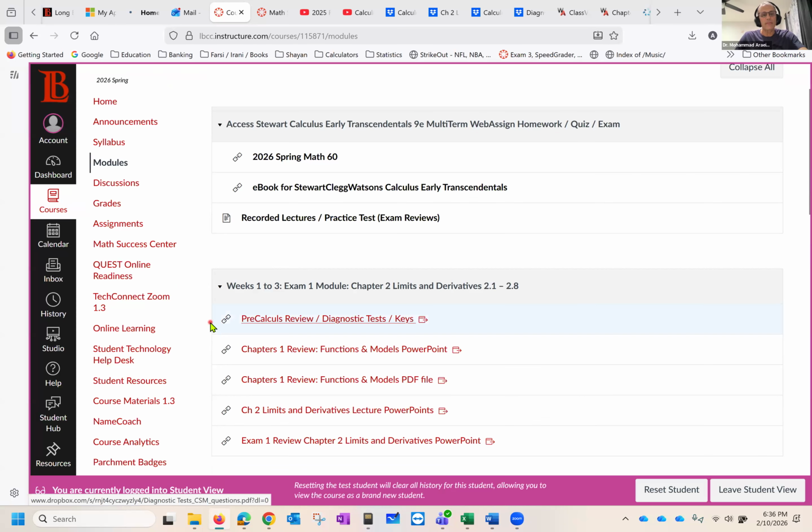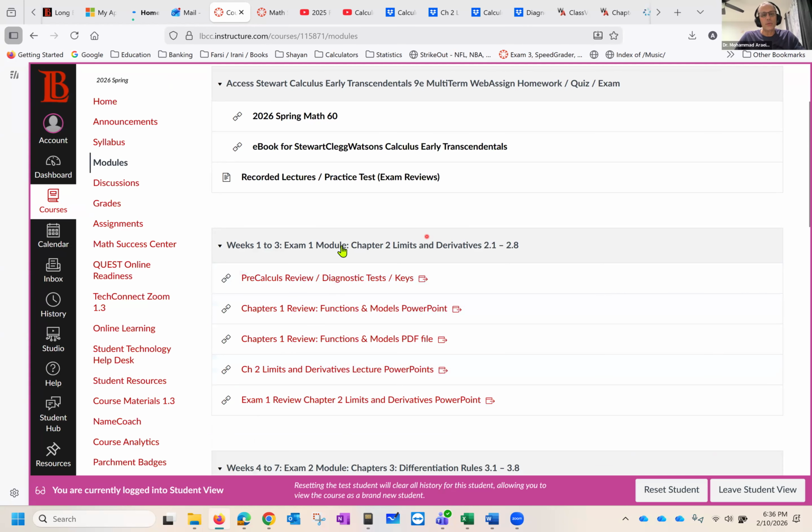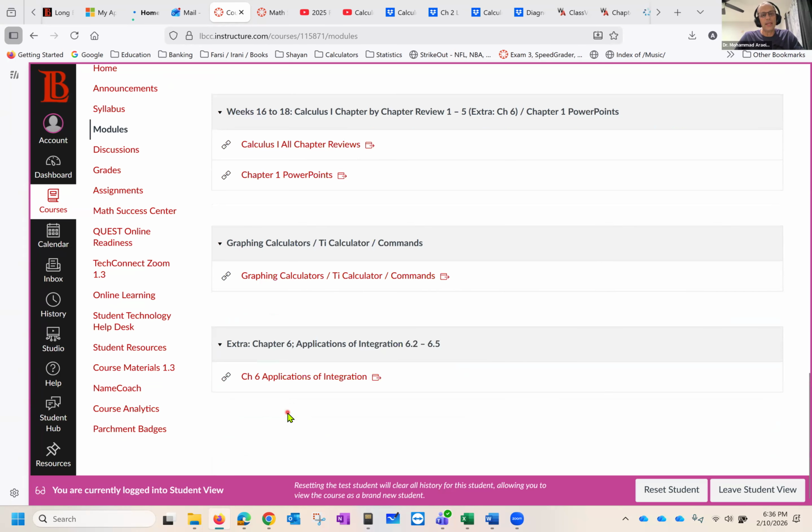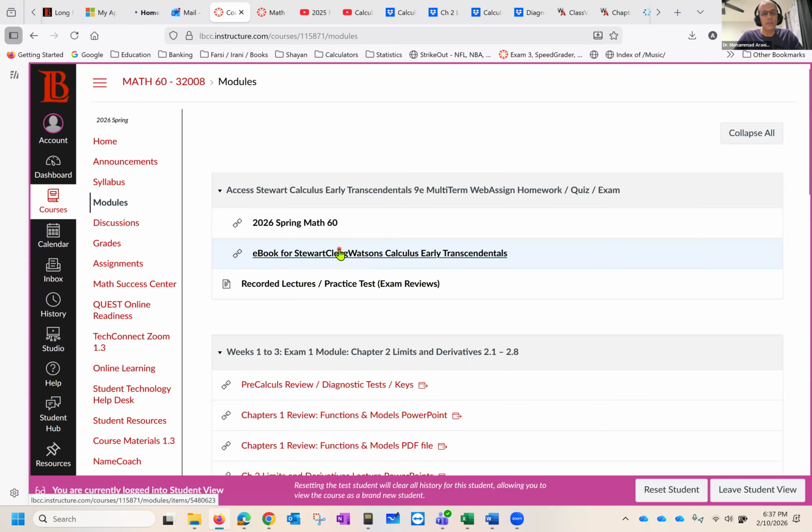Now, after that, we are just concerned with module 1. The Exam 1 module, or module 1, has pre-calculus review, chapter 1 review in the form of a PowerPoint as well as a PDF file, chapter 2 PowerPoint lectures, and exam 1 review. At the end, we have 2 things. At the very bottom, sections 6.2 to 6.5, if anybody is interested, and graphing calculator, more specifically TI calculator information and commands. That's what we find under the modules.